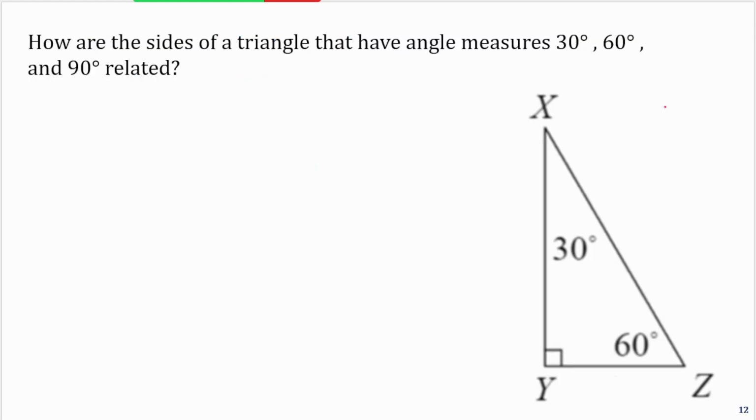Okay, let's see another example here. Oh, sorry, this is another special right triangle, which is called a 30, 60, 90 triangle. So, similar to what we have discussed previously, can you find the relationship of the sides of a triangle that has angle measures 30, 60, and 90? For example, if I let YZ equals s, what is the length of XY and XZ?